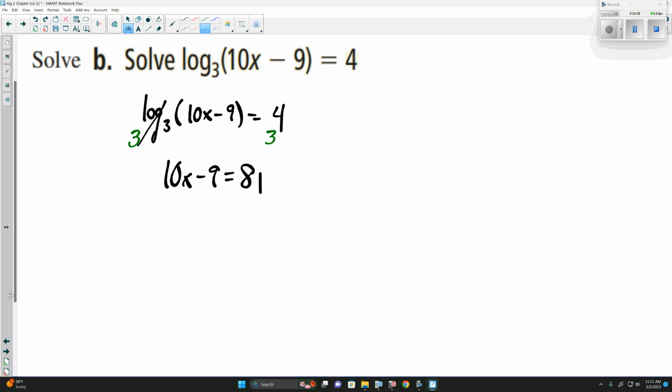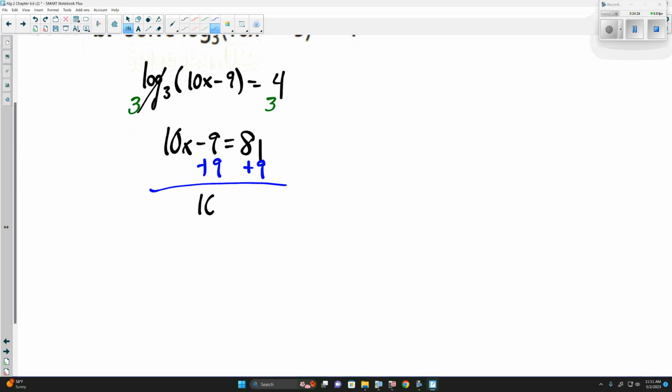Really the first main step, applying base 3 to both sides, is the key piece to this, because after that we're going back to our multi-step equations. So we would indeed add 9 to both sides. 10x is equal to 90, and x is equal to 9.